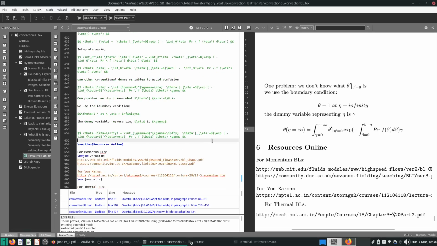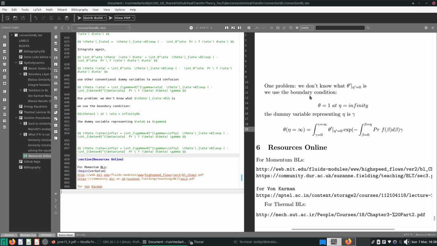Okay, we'll need to do a few things. First, we notice that this is equal to 1, right? As prescribed by our boundary condition. And the other thing we note is that theta prime and eta prime equals 0.